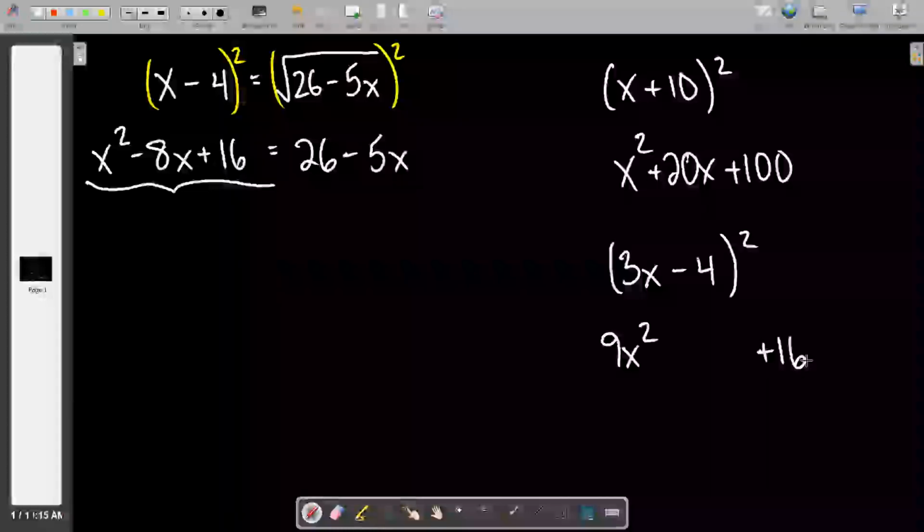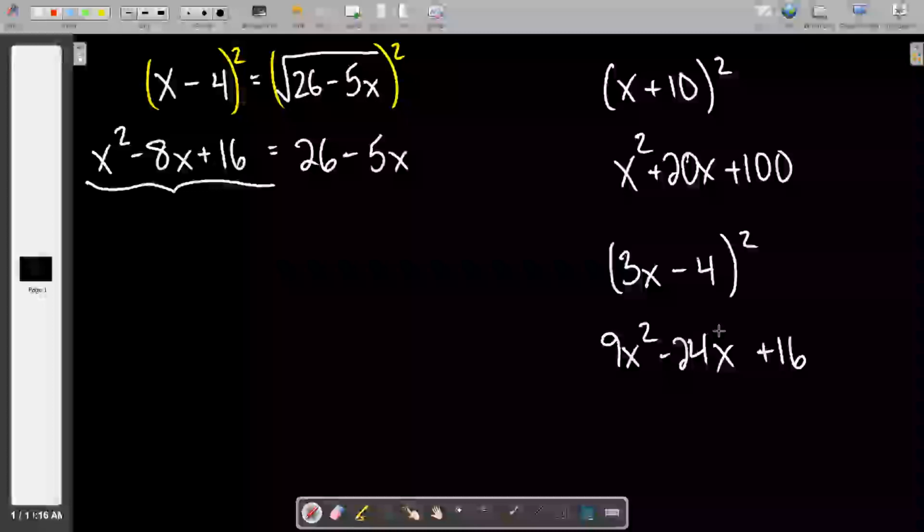Positive 16. I'm telling you right now, the thing you put in front and the thing you put in back, those are always going to be positives because you're squaring things. Now, in the middle, what do you get? Minus 24x. Good job, Pablo. And again, where does that come from?